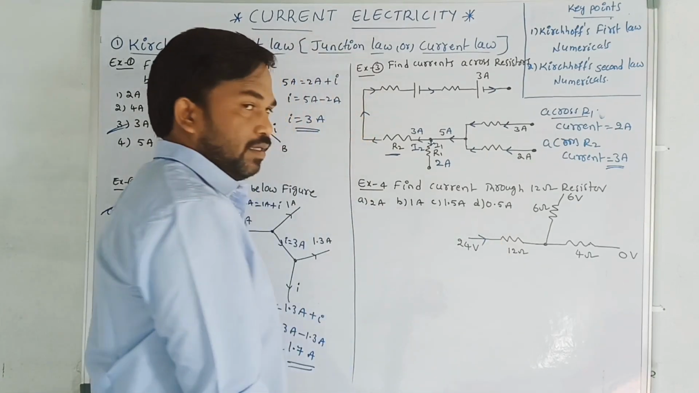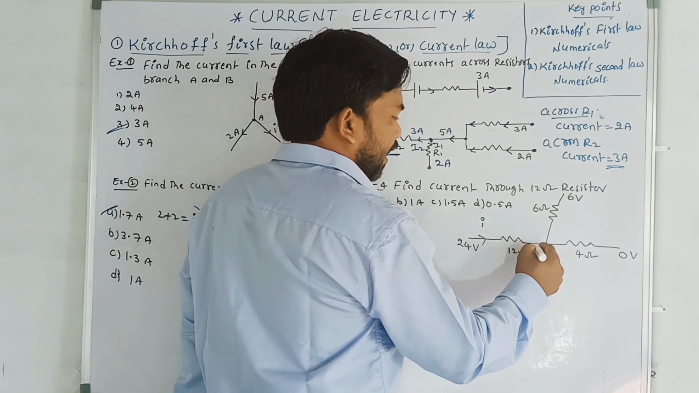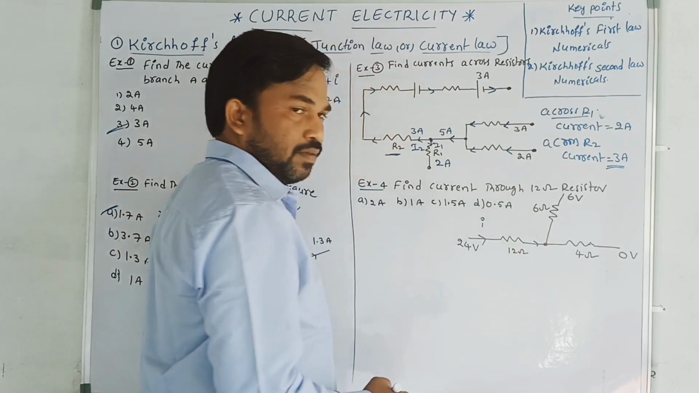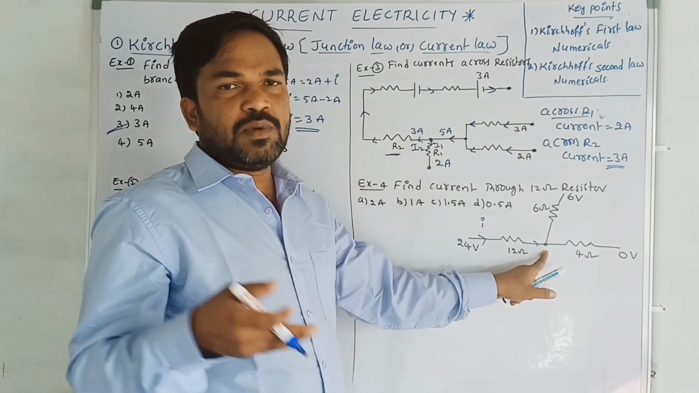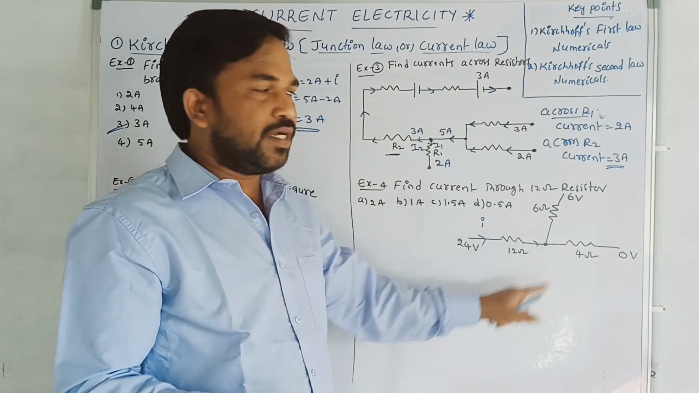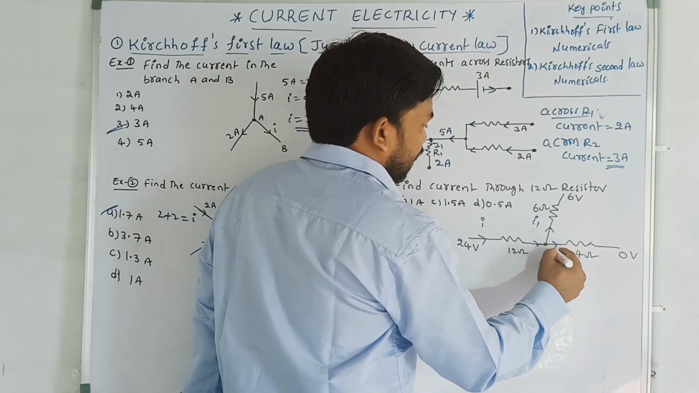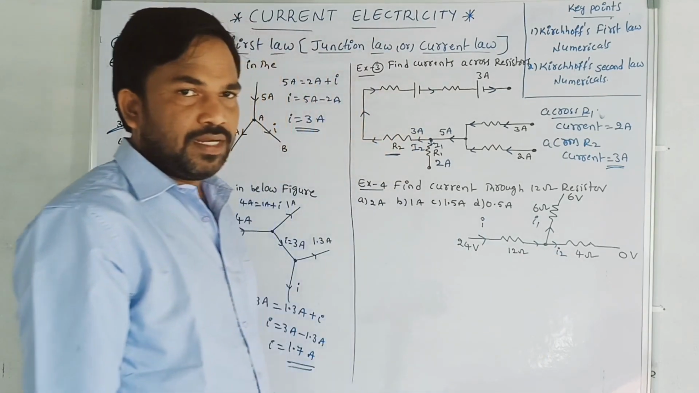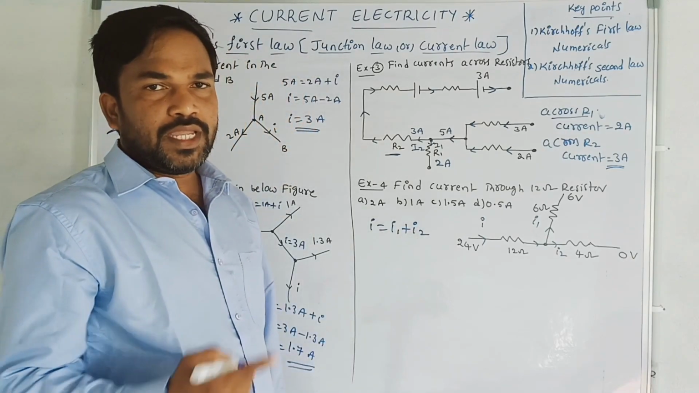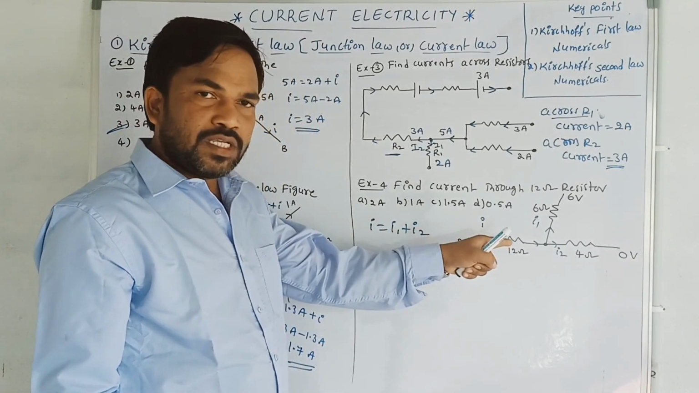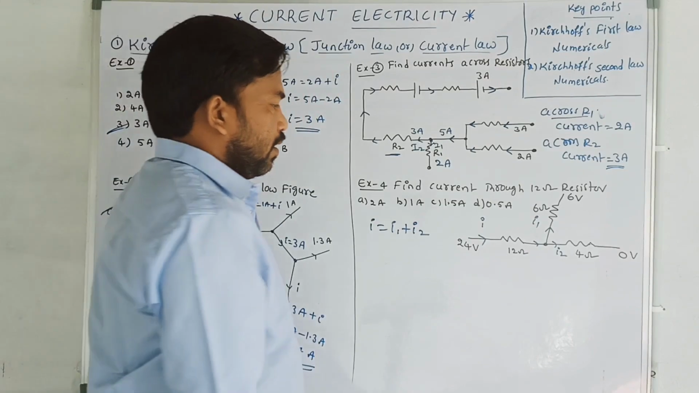Now, say the current I is coming here. Reaching the junction, it is going to distribute. The sum of the currents entering the junction is always equal to the sum of the currents leaving the junction. So this current I is distributing as I1 and I2. Therefore I can write I is equal to I1 plus I2, according to Kirchhoff's first law. The sum of the currents entering the junction equals the sum of the currents leaving it, I1 and I2.